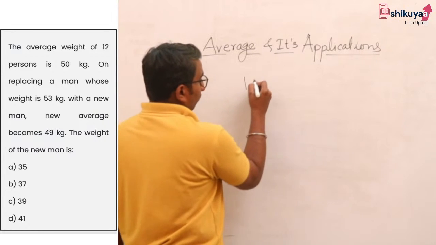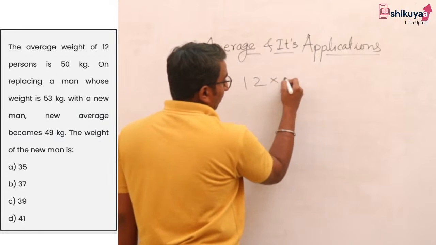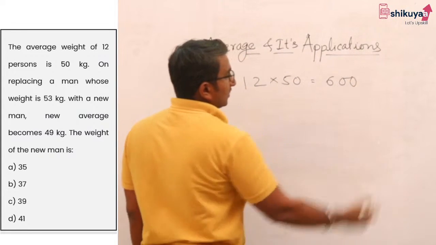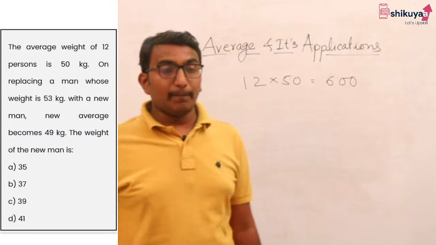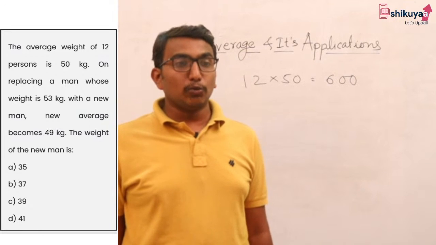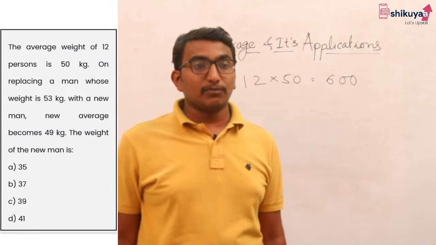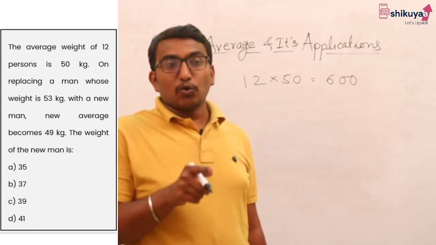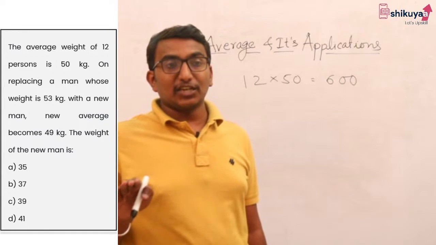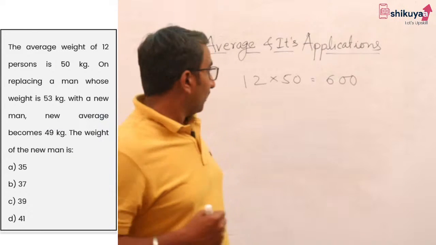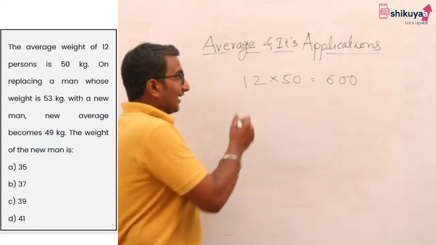The average weight of 12 persons is 50 kg, so the summation is 600. Now on replacing a man whose weight is 53 kg with a new man, the new average becomes 49 kg. Now see, here there is only replacement. There is no addition or deletion of a particular person, so you need not change that n.